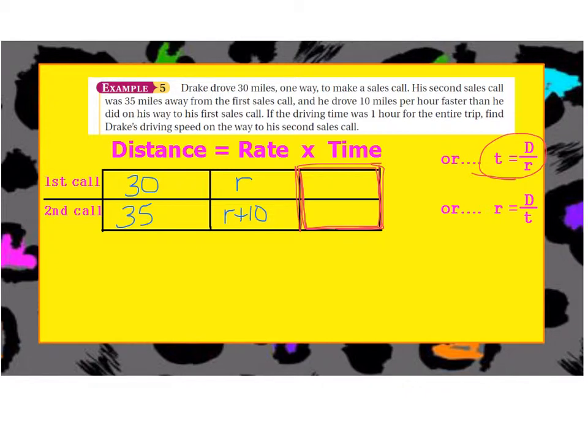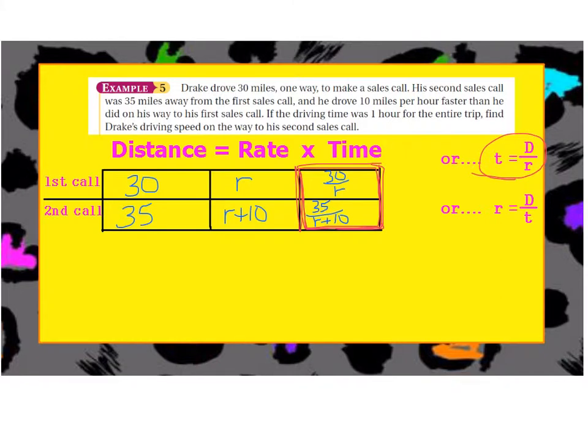So to find the times, all I'm really going to do is take the distance and divide it by the rate. So right here, I know the distance and I know the rate. So the time is actually going to be 30 over r. And on the second call, the distance divided by the rate would be 35 over r plus 10. Okay, so we've got those two pieces of information. We're going to use those to create our equation.